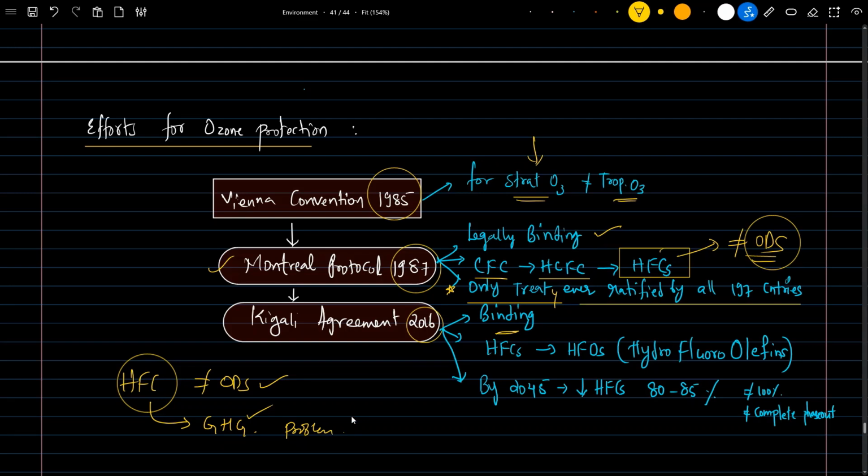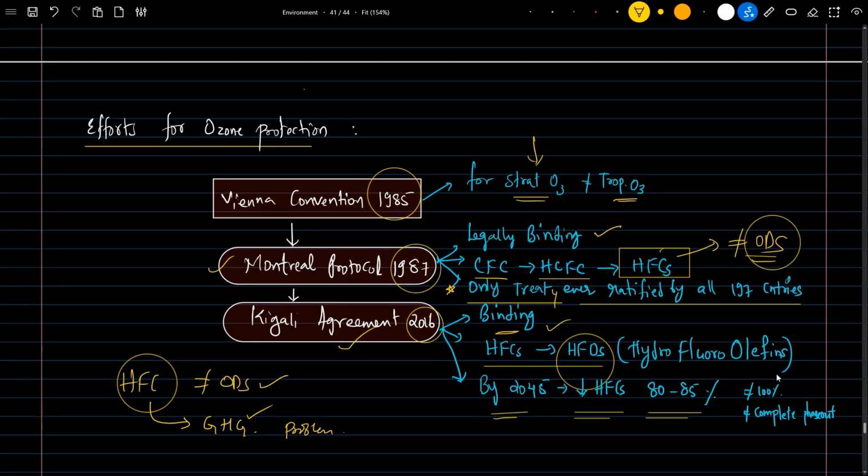So in 2016, everyone assembled and formulated the Kigali Agreement. It's a binding agreement. What it says is that we need to move from hydrofluorocarbons to hydrofluoroolefins, HFOs. The specialty of HFOs is that they are neither ozone depleting substances nor greenhouse gases. So it is completely safe. In the Kigali Agreement everyone has made a promise: hydrofluorocarbon should be decreased by 80 to 85 percent.